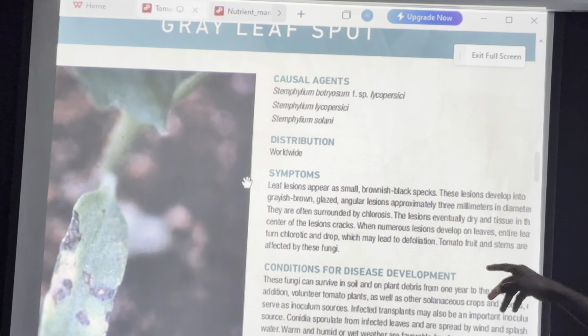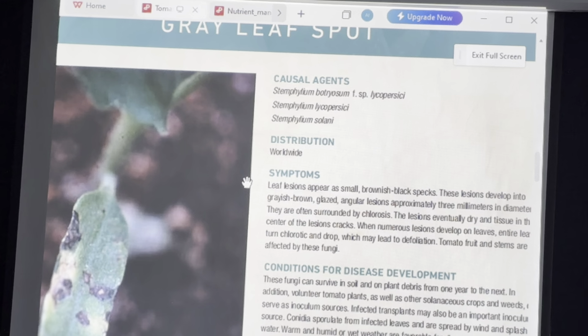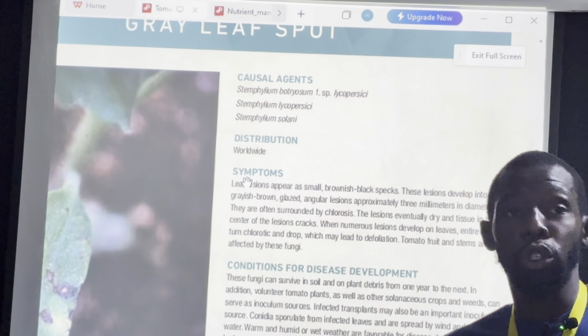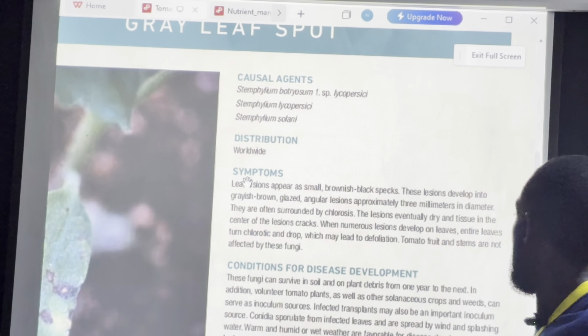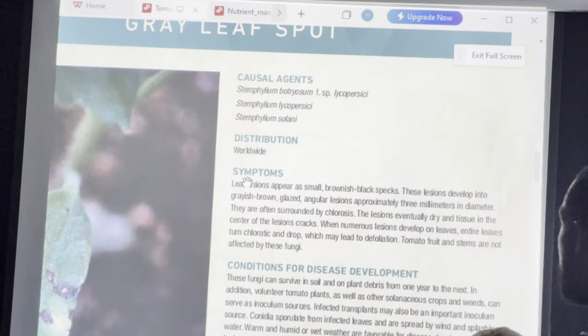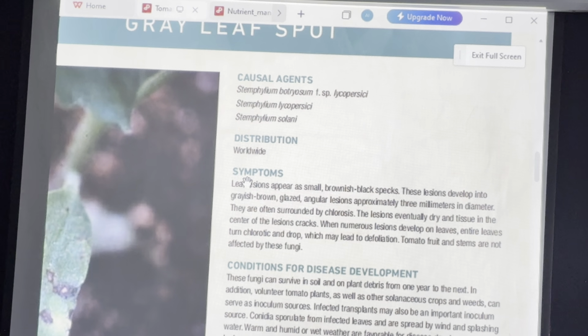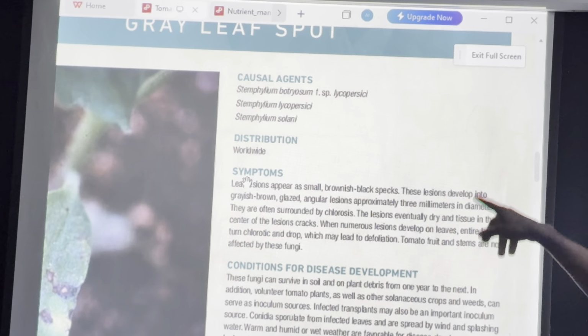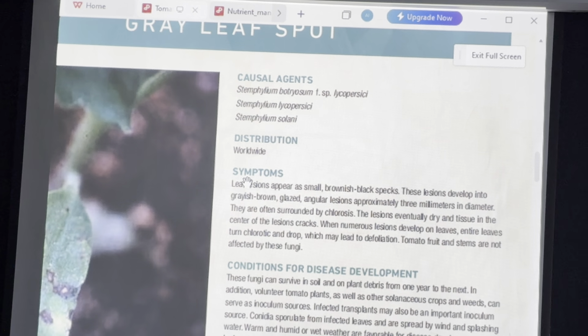It's distributed worldwide. Leaf lesions appear as small brownish black specks. They develop into grayish brown glazed angular lesions, approximately 3 millimeters in diameter. This happens when lesions, that is irregular coloration on your leaves, come together and get bigger, they coalesce and become bigger. They are often surrounded by chlorosis. They eventually dry, and the tissue in the center of the lesions cracks. That is, your leaf at the end of the day cracks when you have gray leaf spots present on your farm.